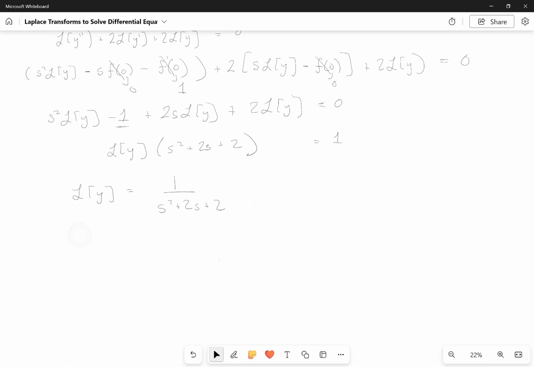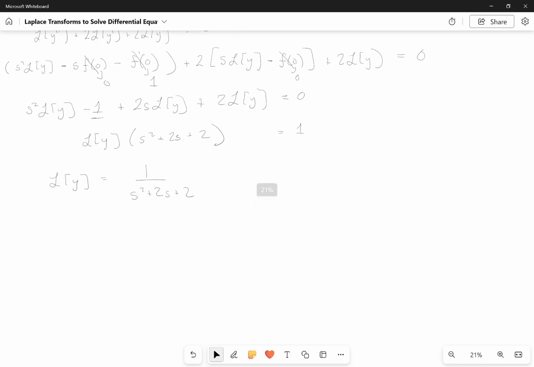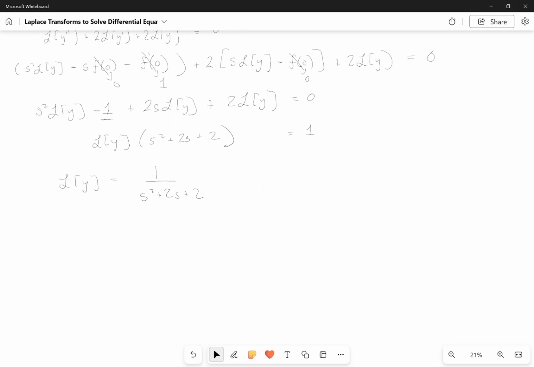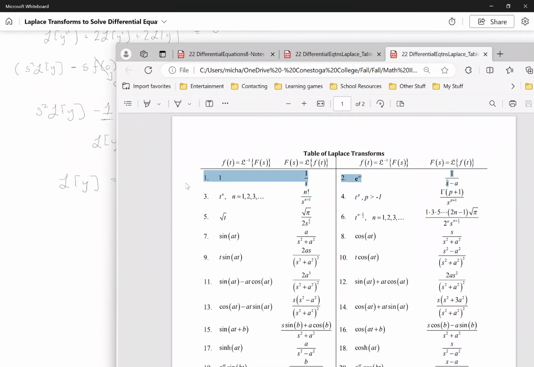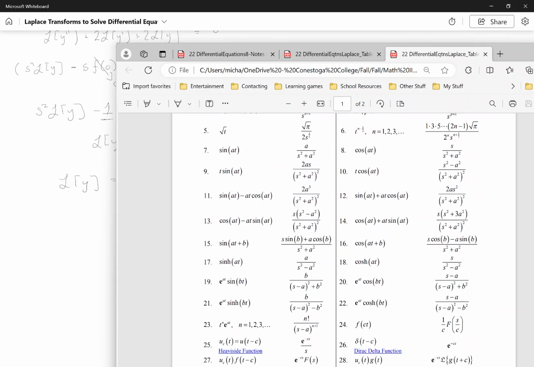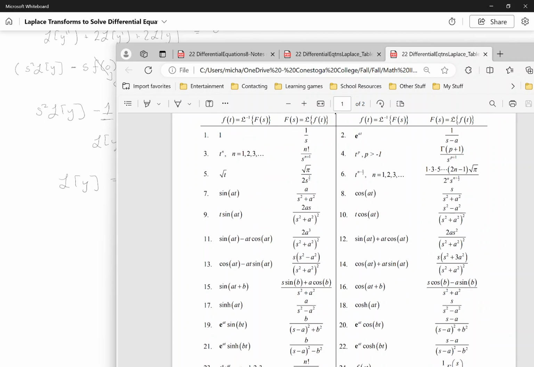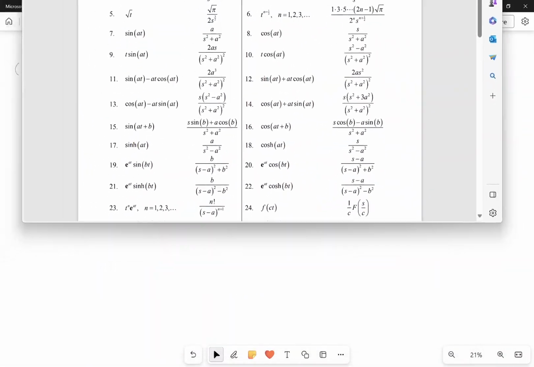Now, there's a couple of things. If you look at the table, let's bring the table down here. It doesn't look like anything that we have in the table just yet. So we have to use some creativity here to try to make it look the same.